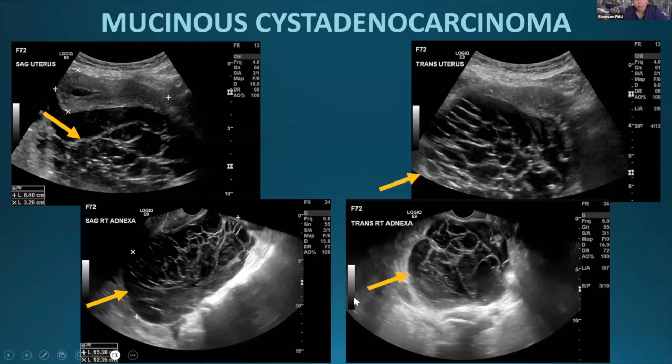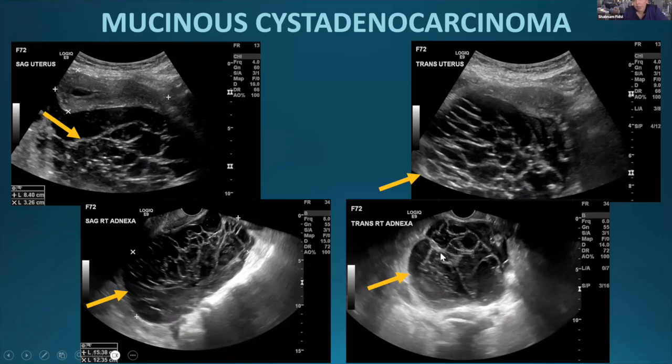Here's an example from our practice, a 72-year-old patient who presented with pelvic pain. These are transabdominal, sagittal, and transverse images. Here's the uterus with a tiny amount of endometrial fluid. You'll see in the posterior cul-de-sac that there's this pretty large multiseptated or multiloculated cystic lesion as well as small ascites. On transvaginal imaging, you'll see that this lesion measures more than 15 centimeters in length.